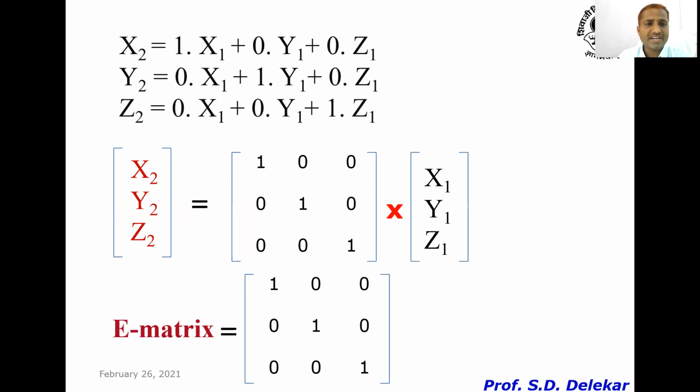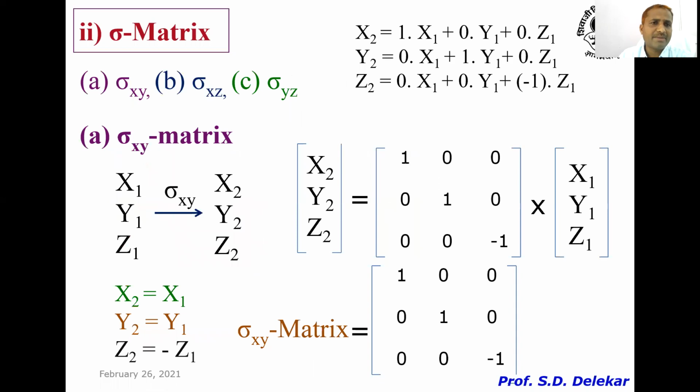Then we'll go for the second symmetry element, the sigma matrix. Sigma matrix means the matrix representation of a plane of symmetry. We know that for defining any plane, we need two directions. Out of the three, these are the different combinations: sigma xy, sigma xz, sigma yz. These are the three different types of planes, so any vertical plane, horizontal plane or diagonal plane has these directions. Let us see the sigma xy plane. How can one represent the matrix for the sigma xy symmetry element?